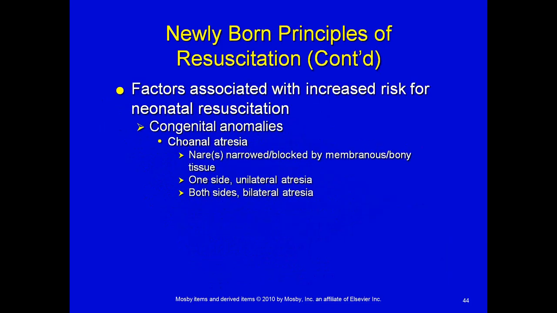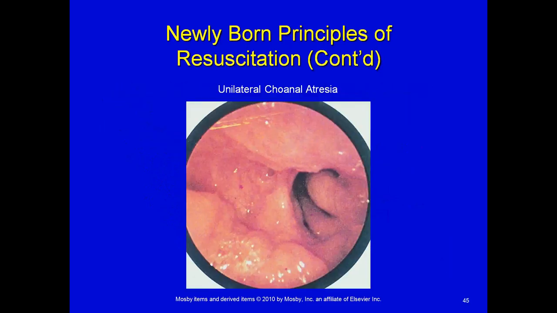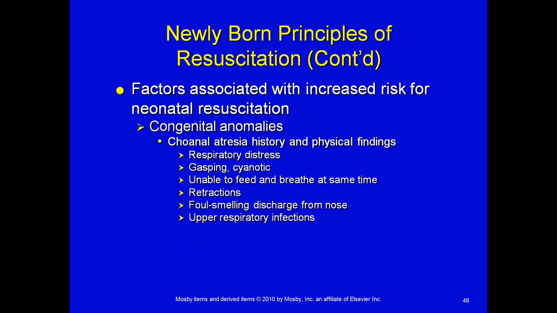Choanal atresia is where the nares are narrowed or blocked by a membranous or bony tissue. If it's only one side of the nose, it's called unilateral atresia. If it's both sides, it's called bilateral atresia. So if we're looking up the nose of this child, we see a unilateral choanal atresia where the left side of the nose is completely blocked with soft tissue, and the right side of the nare is open.